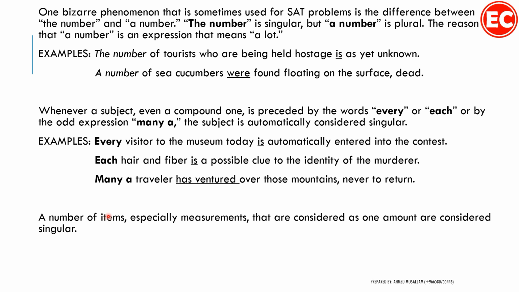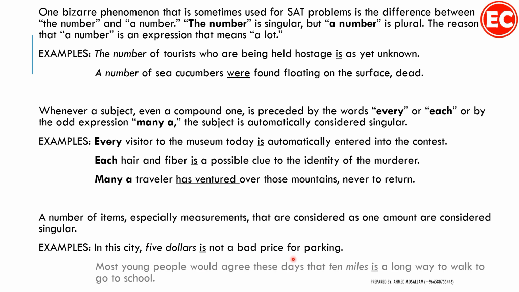A number of items, especially measurements: if they are considered as one amount, they are singular. This is the last thing we're going to take. The city, $5 as one price, one set, is singular now. And also here, most young people would agree that these days, 10 miles as a distance itself is also singular. That's why here we have a singular verb.